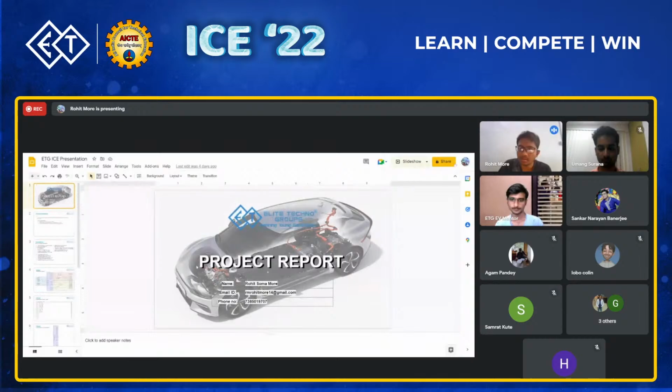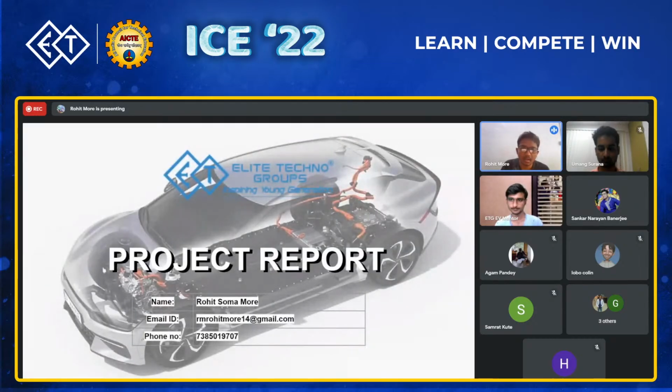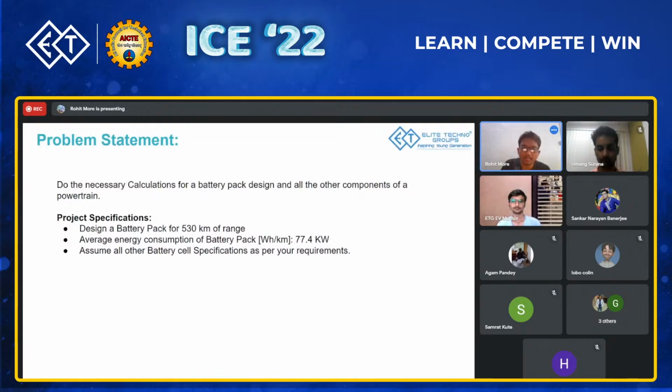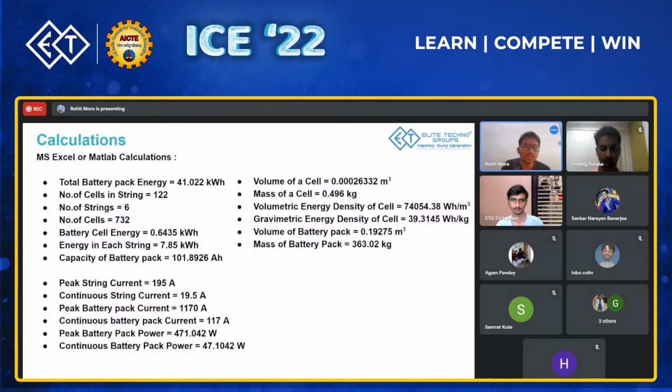Okay, sir. Let me start with my presentation. I'm Rohit More from Rajaram Bapu Institute of Technology, Sangli, and I'm going to present my Simulink model for a battery pack of 530 kilometer range and an average energy consumption of 7.44 kilowatt per kilometer. The calculations shown here were done by me by hand, and I confirmed them with my Simulink model.